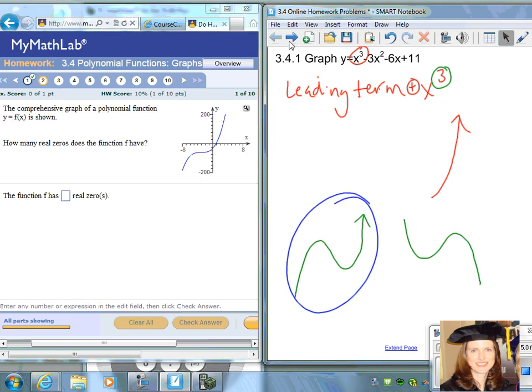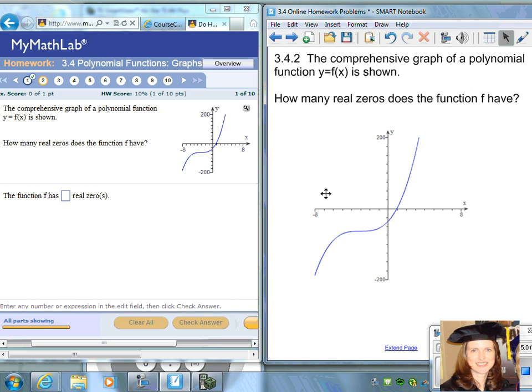Now look at number 2. For 3.4, number 2, the comprehensive graph of a polynomial function is shown. How many real zeros does the function have? Real zeros would indicate where the graph has an x-intercept. This graph only has an x-intercept at one location. So the number of real zeros is the same thing as number of x-intercepts. This has one x-intercept, so this has one real zero.